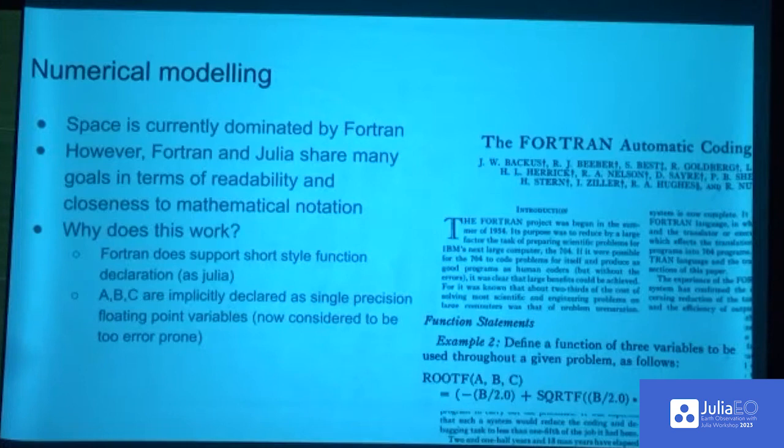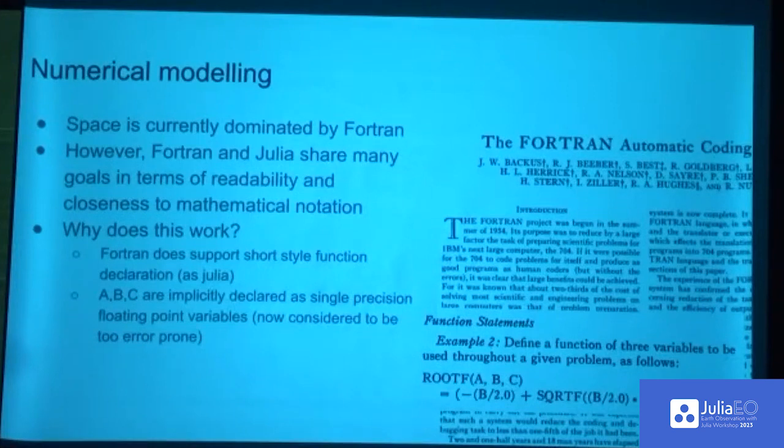But I would like to argue that Fortran and Julia share many similarities, in the sense that they have been made with the same motivation. Fortran comes from formula translation, so the main objective was to translate formulas into code. What I find quite interesting is that in one of the original Fortran papers, they give you a snippet of Fortran code to compute the root of a second degree polynomial. And I think it's very surprising that this is almost already valid Julia code. They always thought about having the function defined in just one single line.